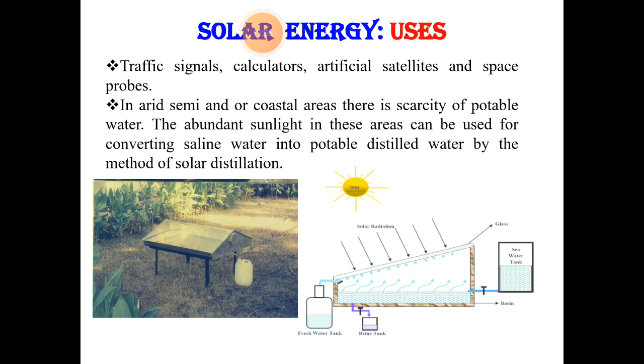Here, the water evaporates due to heat energy of the sun in the given area. So the evaporated water is trapped by the glass cover and it is collected as the distilled water, whereas the rest of the brine solution, nothing but the salt solution left out, is collected down by using an outlet.